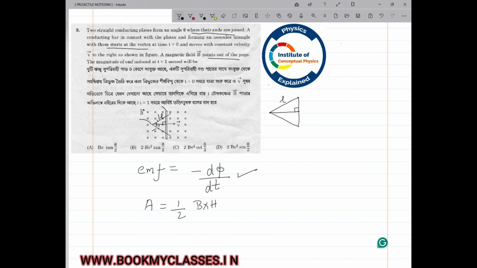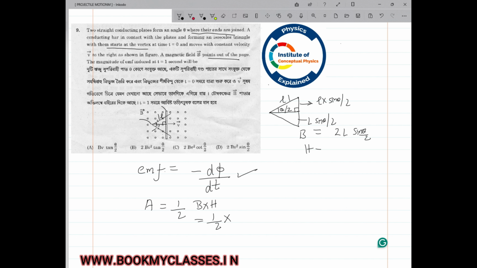If theta is the angle, let this be L, and this is theta by 2, and this is the length of the conducting plate. So let's see, half base, how much is this? If this is your hypotenuse and this is the angle, then this is L into sine theta by 2. This also is L sine theta by 2. So the total length is 2L sine theta by 2. So that's your base.